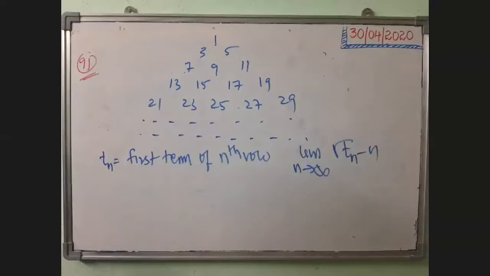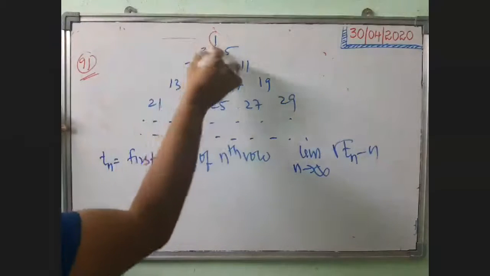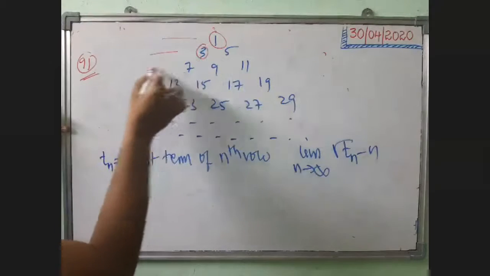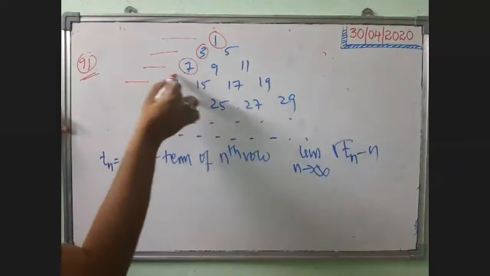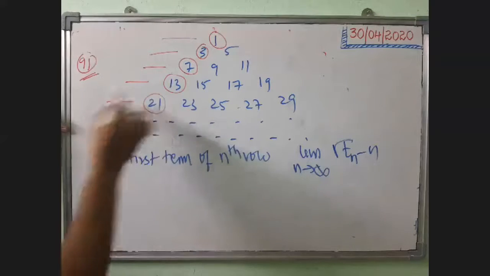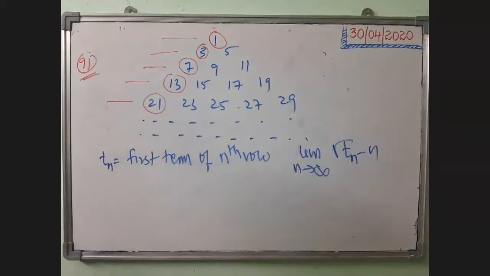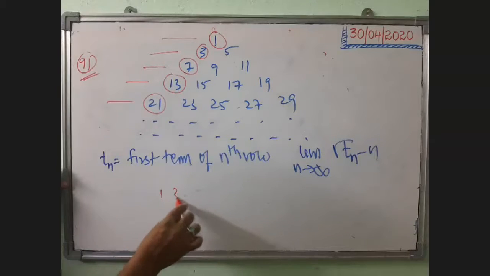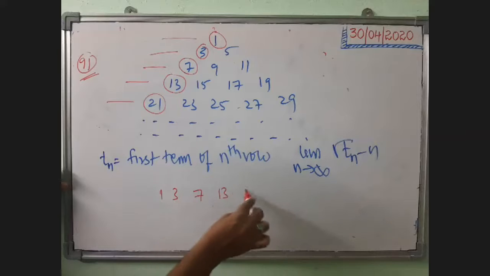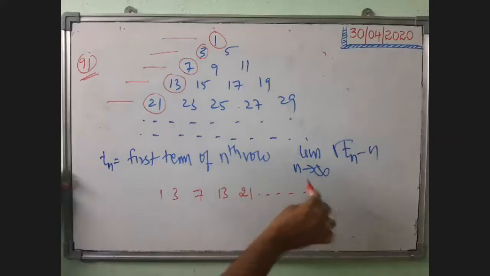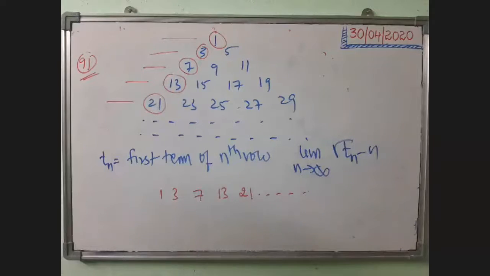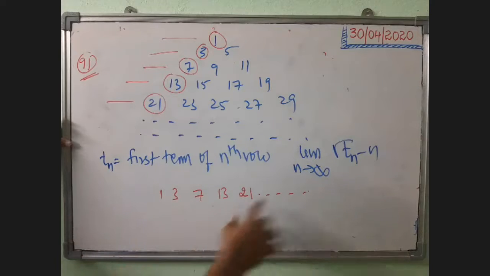If you see here, this is the first term of the first row, first term of the second row, first term of the third row, first term of the fourth row, first term of the fifth row. So the first terms are like this: 1, 3, 7, 13, 21, and so on. This is first, second, third, fourth, fifth. What will be the nth term?